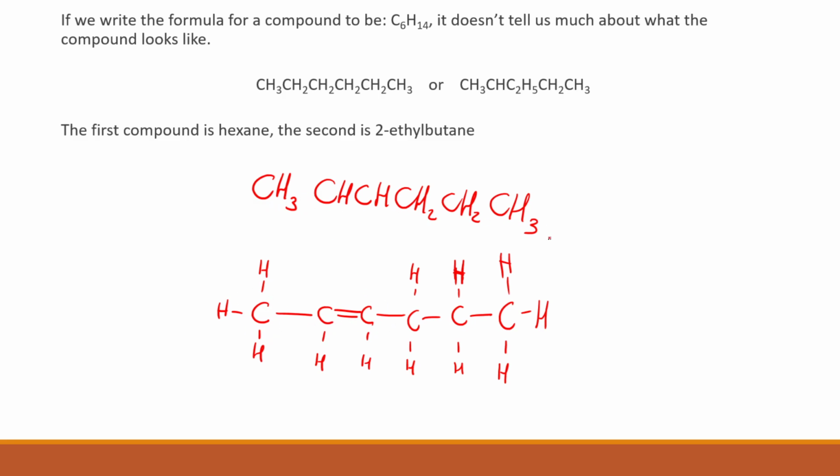All of our H's, we can't just add H's because they told us how many H's there should be. We can't just add C's because they told us how many C's there should be. So if we're going to change anything, or if we're missing anything, it's got to be a double bond or a triple bond.